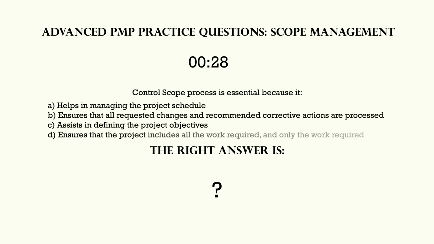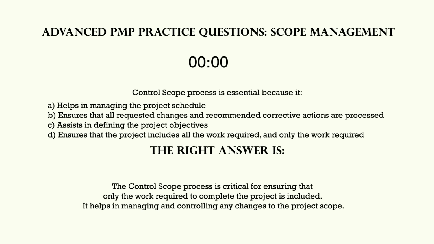The control scope process is essential because it deals with intricacies. The control scope process is critical for ensuring that only the work required to complete the project is included. It helps in managing and controlling any changes to the project scope.